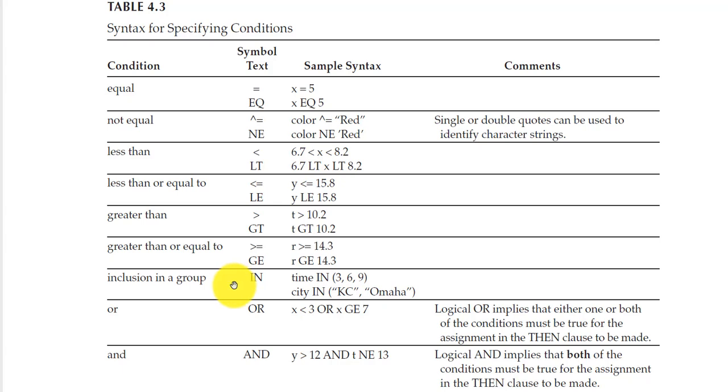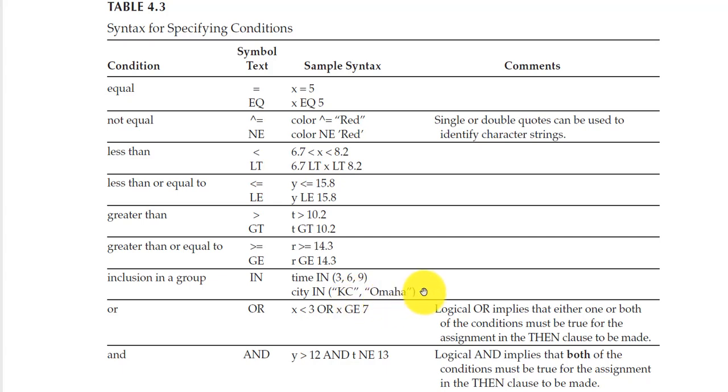Inclusion in a group. This is if you have a large list, and so if time is in this set of values. So this is sort of saying if time is equal to 3 or time equals 6 or time equals 9. Notice the comma punctuation in between each of the possible values for time. The group here doesn't have to be just numeric, so we could have if city is in the group listed here in parentheses, and because these are text, they are in quotation marks.